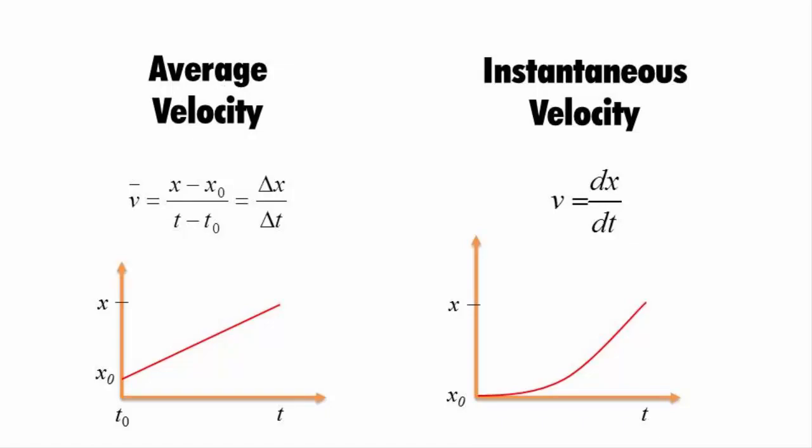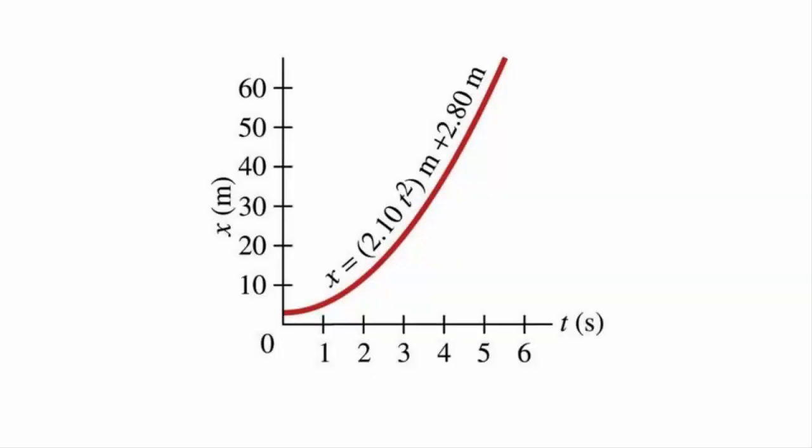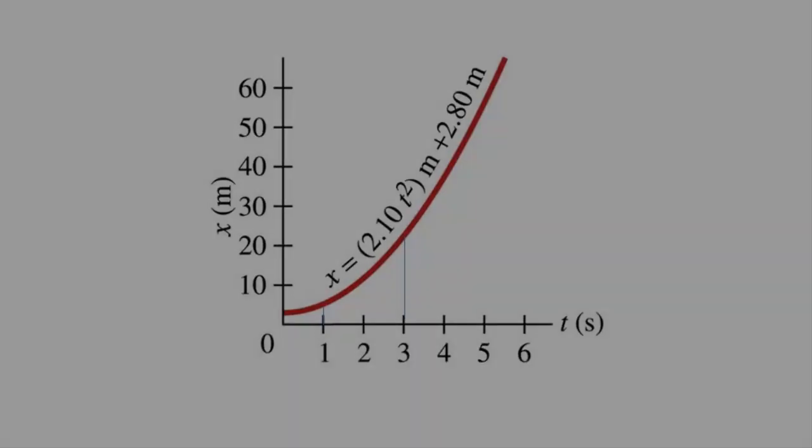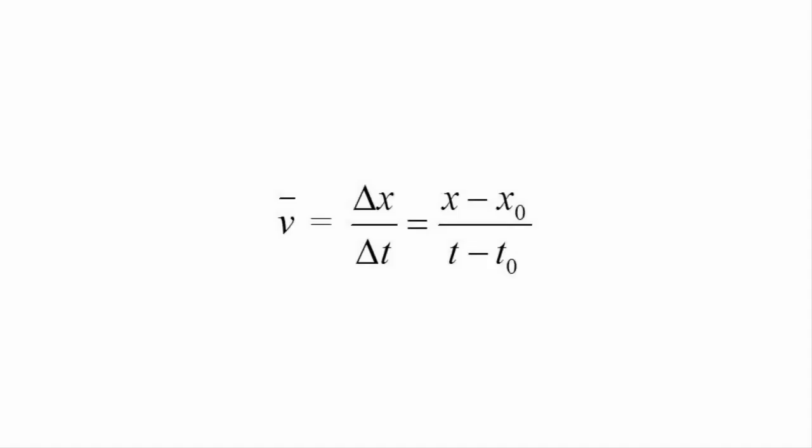Now let's have a look at an example. Consider the motion of an object in the following graph, with its position being described by the formula x is equal to 2.1 times t squared plus 2.8 meters. What is the average velocity of the motion between 1 and 3 seconds? From the definition of average velocity, we can see that the time interval is between 1 and 3 seconds, so the duration is 2 seconds. We now need to work out what the displacement is during this time interval.